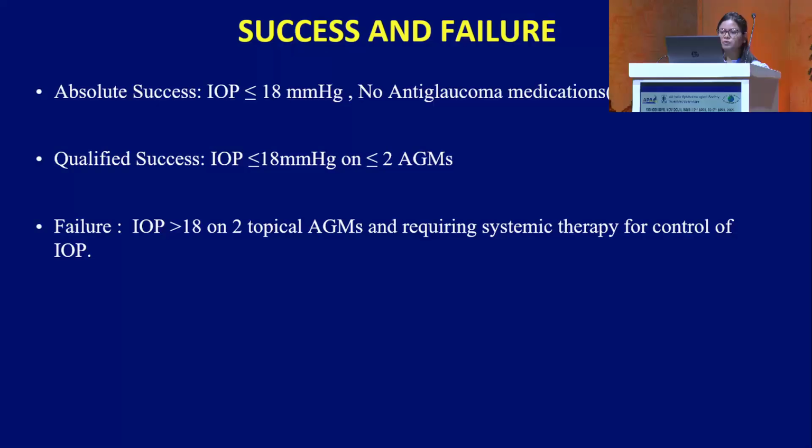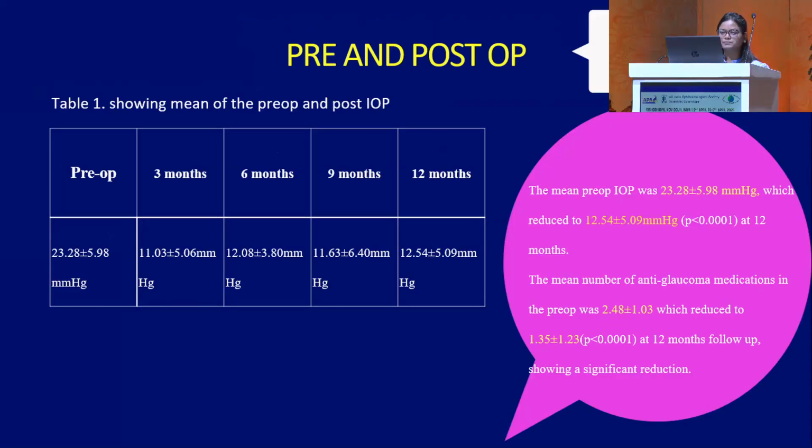Absolute success was considered when the IOP was less than 18 mm mercury with no anti-glaucoma medication, and qualified when the IOP was less than 18 on less than 2 anti-glaucoma medications, and failure when the IOP was more than 18 on 2 topical anti-glaucoma medications.